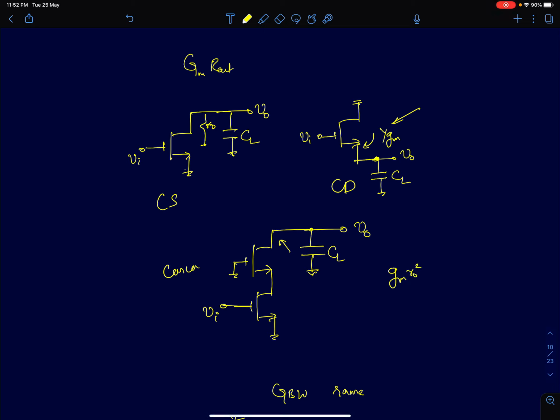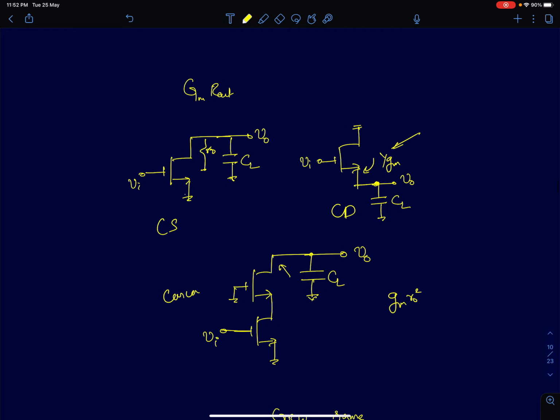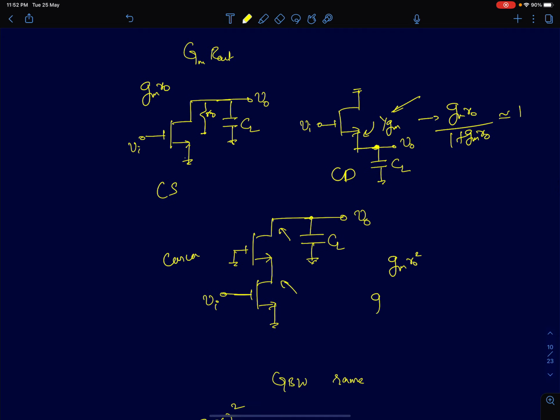So the gain bandwidth product, the DC gain, if you see, the DC gain in the first example is gm R0. In the second example, it is gm R0 by 1 plus gm R0. I'll approximate this to 1. In the third case, the DC gain will be gm R0 the whole square. So compared to common source, the cascode's DC gain is gm R0 times higher. Now compared to common source, the common drain's DC gain is gm R0 times lower.